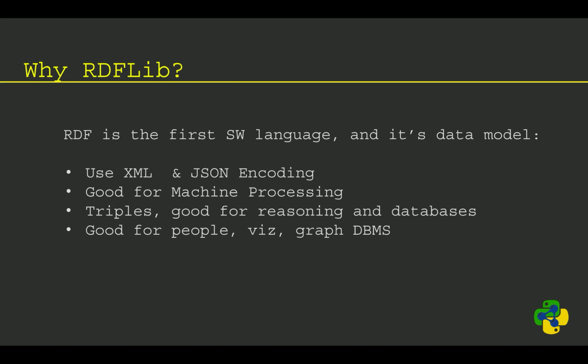So why do we need the RDF library? The best part of the RDF library is we can use XML and JSON encoding, and it's good for machine processing, and the triples are good for reasoning and databases, and it's also very good to understand in terms of graphs, everything. So what are triples over here? I'll just give a brief about triples. A triple is an atomic data entity in the RDF data model.